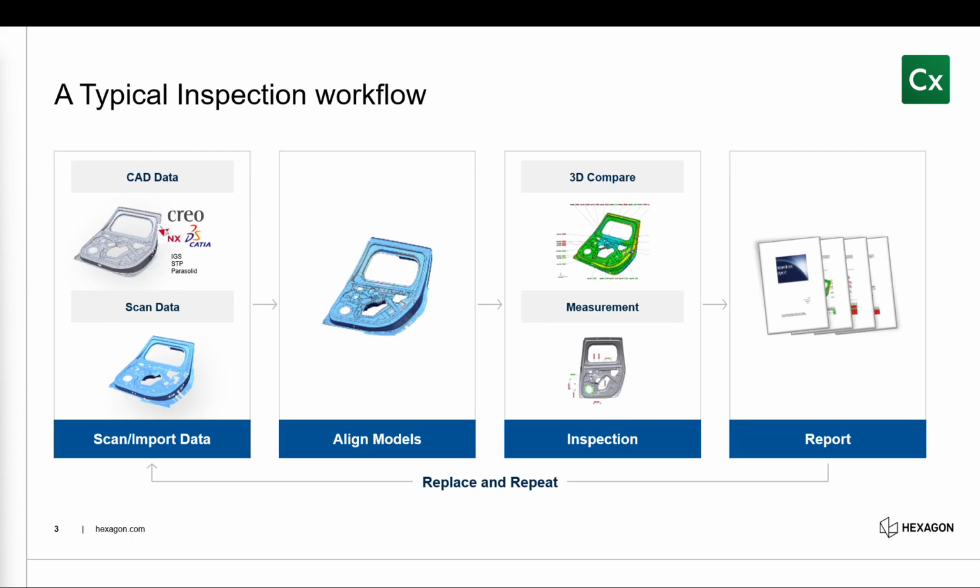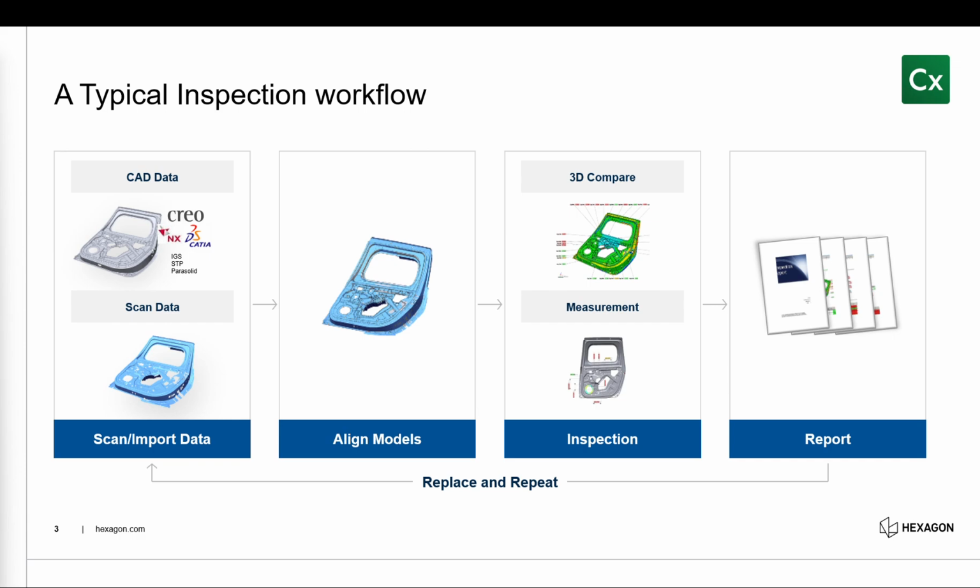For any long-time fans of this series, you'll know that I cover this every time we do an Inspection Insights episode, but I think it's really important, so I'm going to cover it again. So this is a typical inspection workflow. We start with scan data. This can either be point clouds or a mesh, or other formats actually. We support lots. And then reference data, which is typically either native CAD files from SolidWorks, Inventor, Creo, or neutral formats like IGES, STEP, or Parasolid.